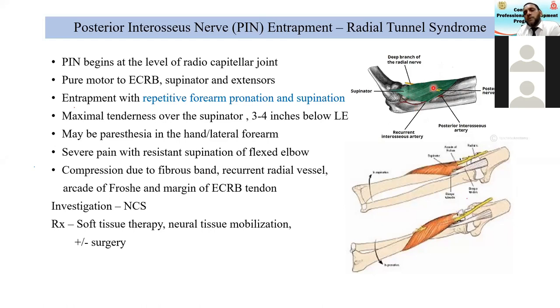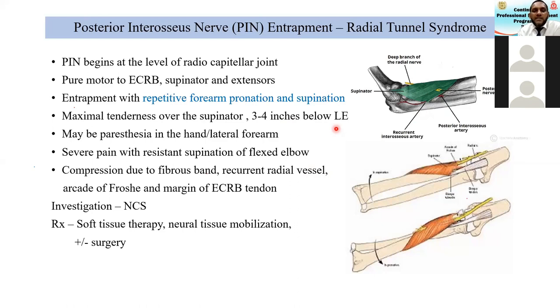This is the supinator muscle, and the nerve comes through the muscle and exits. So it's more vulnerable with movements of repetitive forearm pronation and supination, where the nerve can get entrapped. As I said, the maximal tenderness is 3 to 4 inches below the lateral epicondyle, and there could be some paresthesia in the lateral hand or lateral forearm.